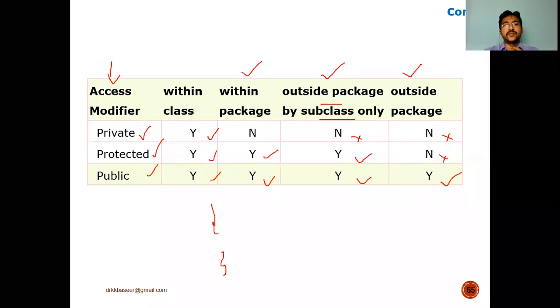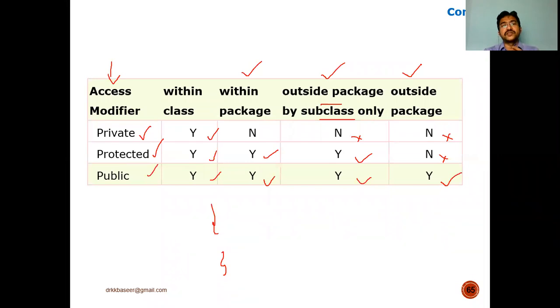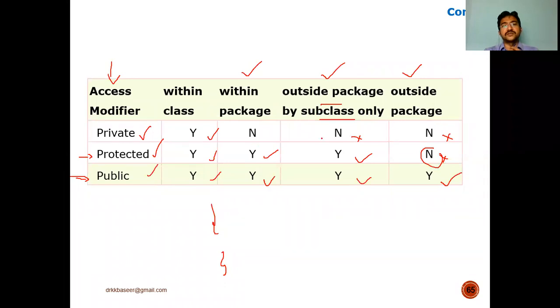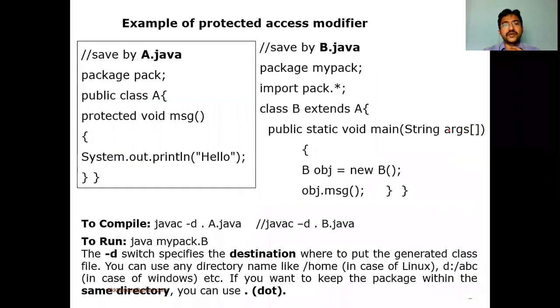If you declare it as public, you can access it within the class, within the package, outside the package by subclass, and outside the package. So public has the highest priority here. If you declare it as protected, except outside the package, you can access it everywhere: within the class, within the package, and outside the package by subclass. If you declare it as private, except within the class, for the rest of the three, that is within the package, outside the package by subclass, and outside the package, we can't access it. So that's the comparison.